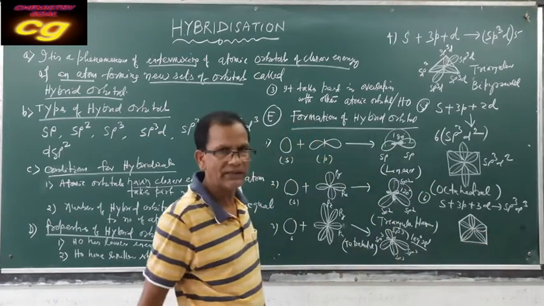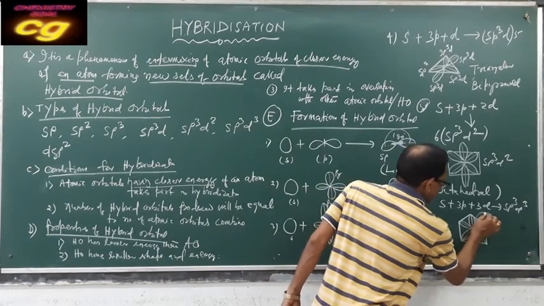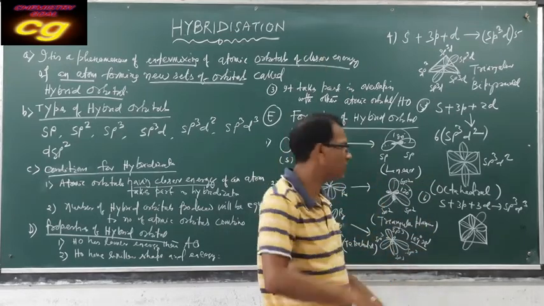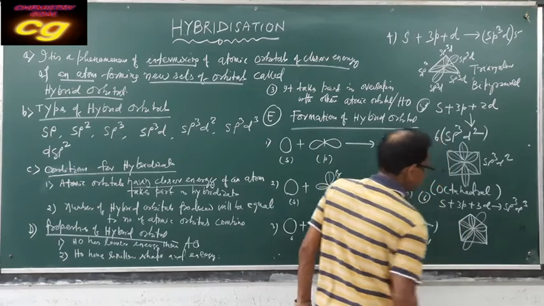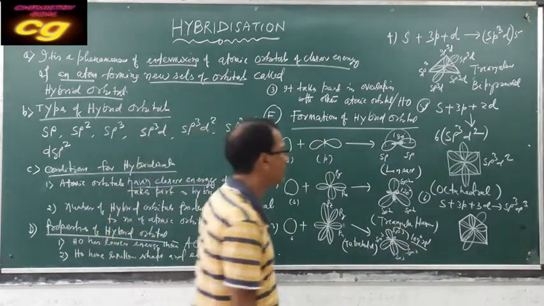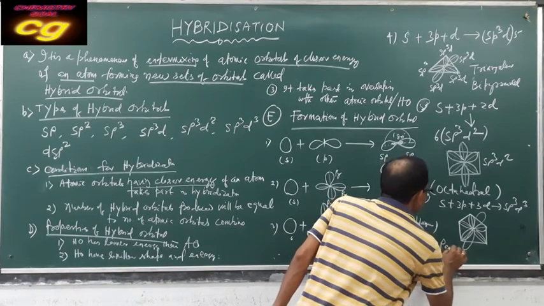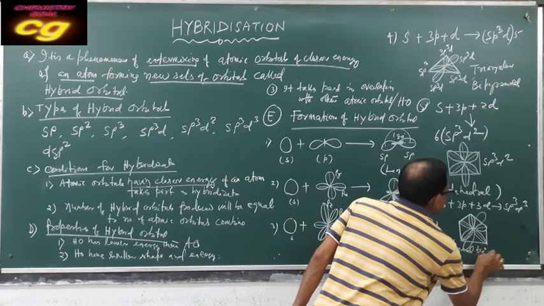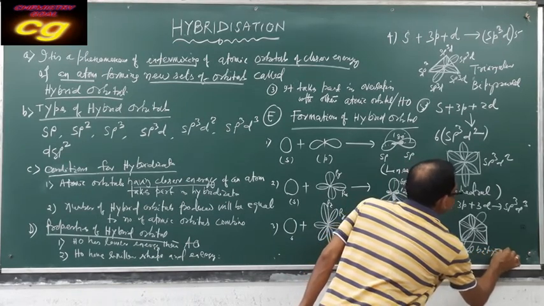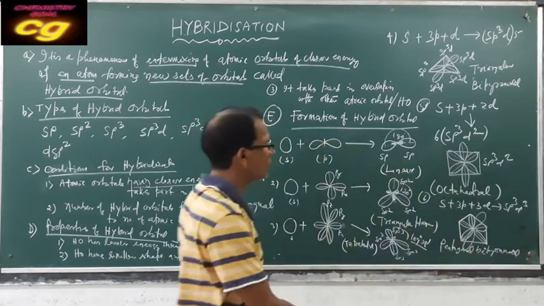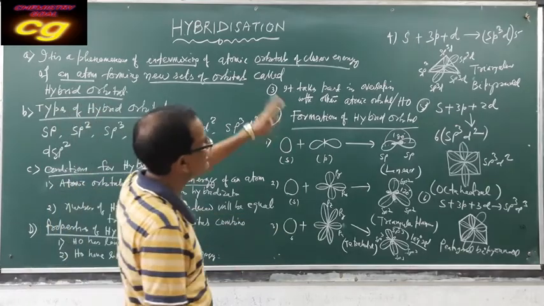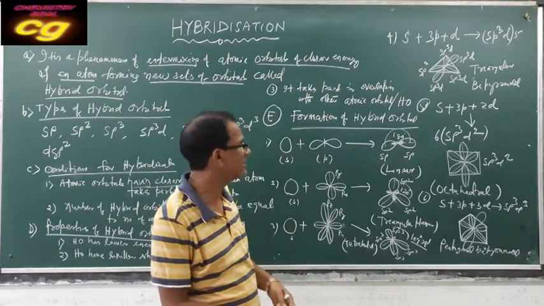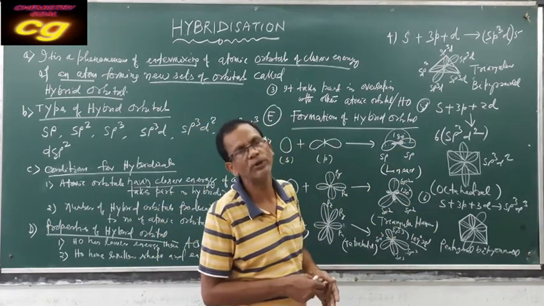This is 5, remaining 2. One will be like this, the other will be like this. So that is the pentagon, with one above and one below. So the shape is pentagonal bipyramidal. These are the types of hybrid orbitals produced by intermixing different atomic orbitals of a particular atom.